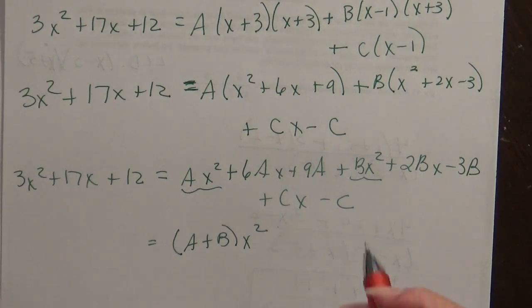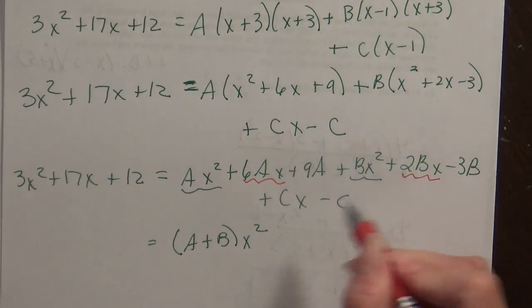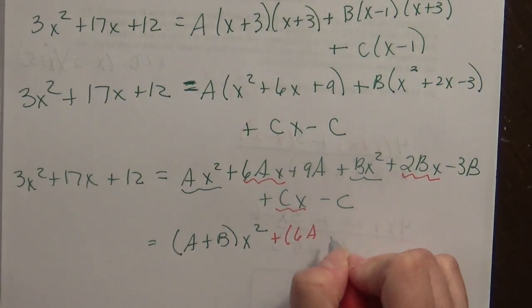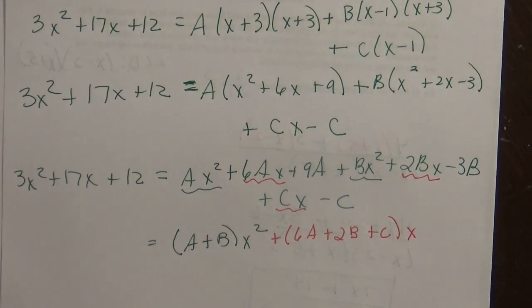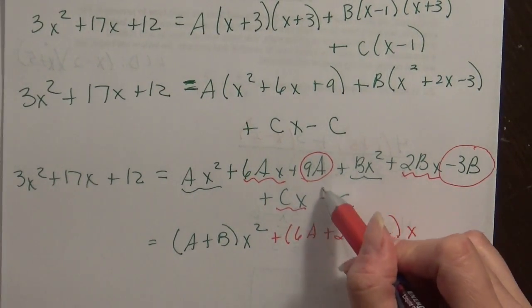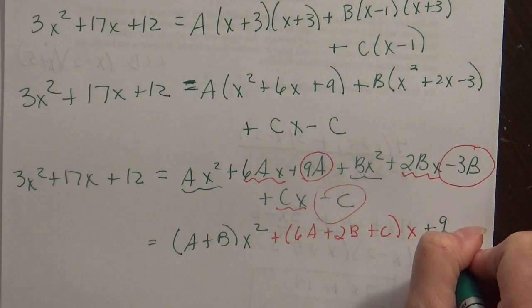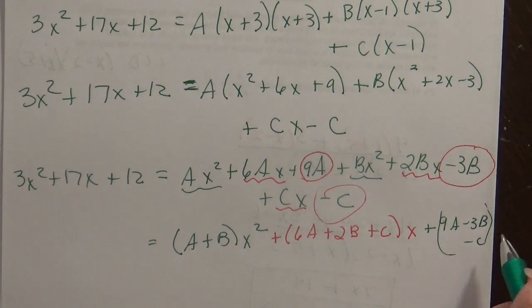Now find all the x, just the x terms. So you've got 6ax, 2bx, and cx. So I can write that as plus parentheses 6a plus 2b plus c times x. And then what are the constants? The constants are the terms that have no x's at all. So that would be the 9a, the negative 3b, and the negative c. So plus 9a minus 3b minus c. That's going to be our constant term there.